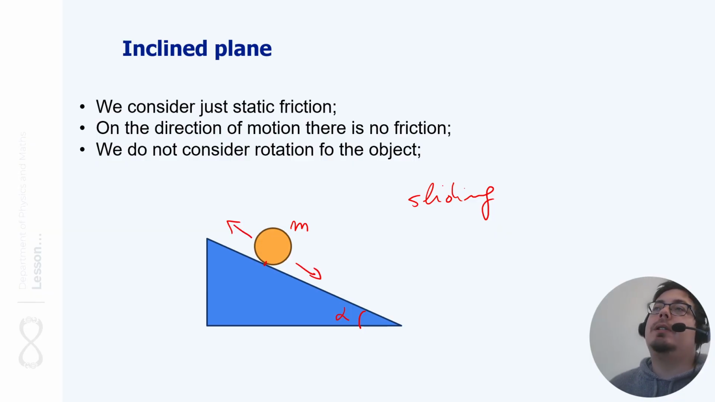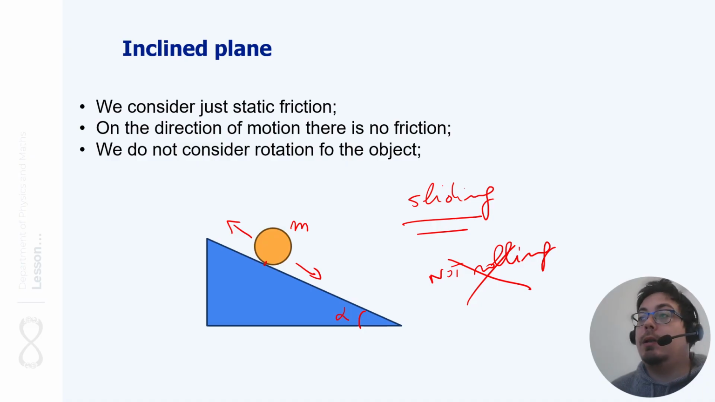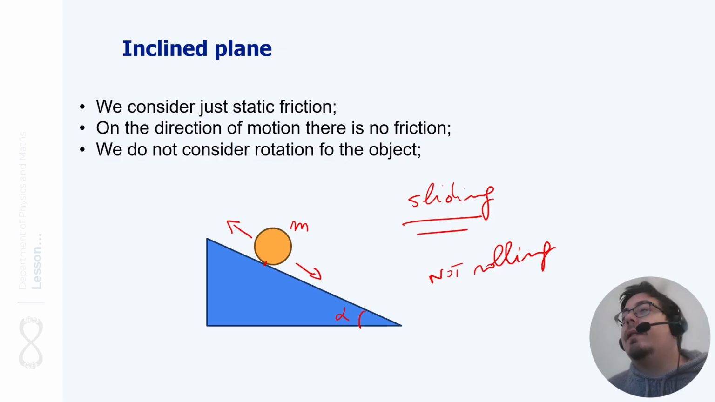And then we only consider static friction, meaning that the object can stay at rest for some inclination, and after a certain inclination will start sliding, not rolling. So static friction, meaning that there is no friction in the direction of the motion. And there is no air, so there is no drag.